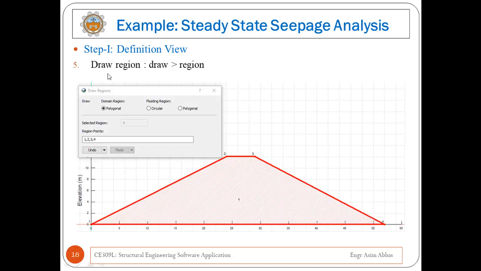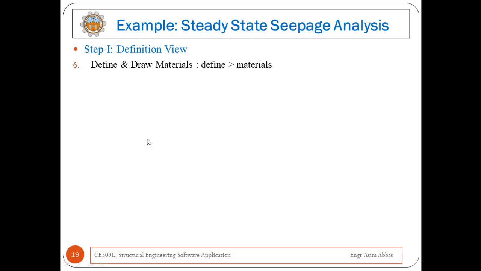Now step 5 is to draw a region. For that, go to draw and click region. So this window will appear. In the example, we have only one region, so we will specify different point for this particular region. So we have 4 points for this one region. So we will choose all the 4 points and draw the region.